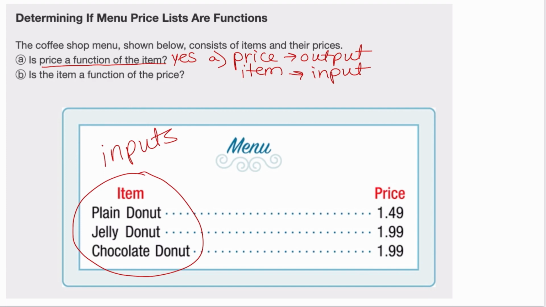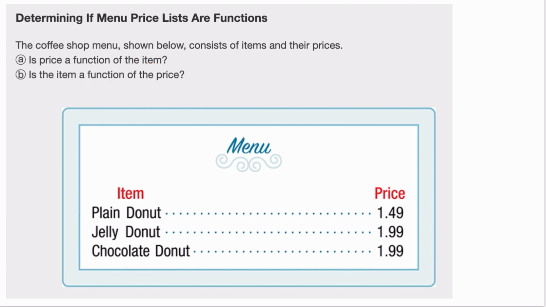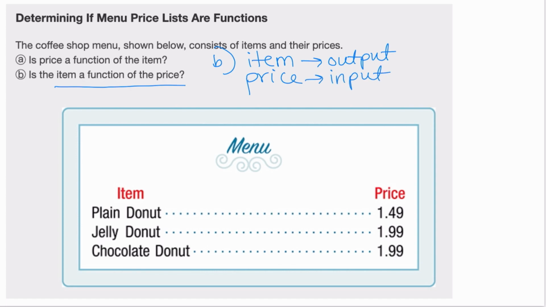If we look at part B, and I'm going to erase what I have right now on the screen. In part B, the question says, is the item a function of the price? So in part B, item now is going to be the output, and the price is now going to be the input. So I take a look at the prices because in order for me to determine whether or not a relation is a function, I need to look at the inputs, and none of the inputs can repeat. So the way it's worded, the price would be the input. I can clearly see there are two $2.99 prices, and therefore the price repeats. This is not a function.